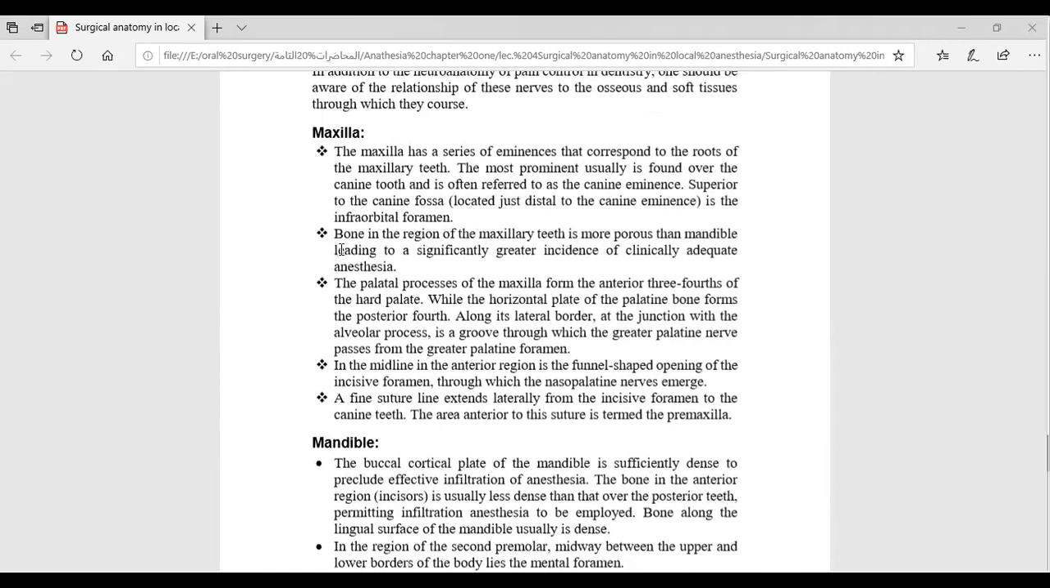The second point, bone in the region of the maxillary teeth is more porous than the mandible, leading to a significantly greater incidence of clinically adequate anesthesia. ذكرنا إنه الماكسيلاري cortical bone عادة ما يكون thinner and more porous than the mandibular arch. So the diffusion of local anesthetic drug will be easier and produce anesthesia rapidly.